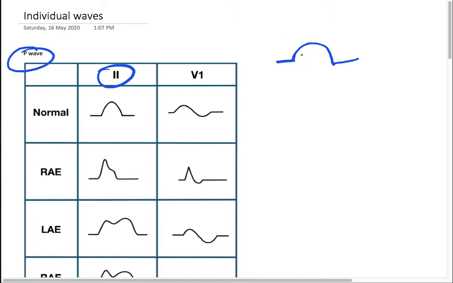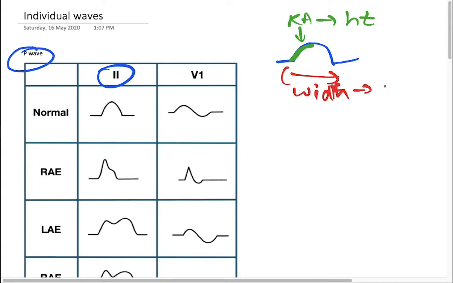The height of the P wave is represented by the right atrium. The width is represented by the left atrium. Suppose any pathology is there in the atria, say the right atrium is enlarged, then you will see a height difference. The height will be higher. If you have a taller P wave, we suspect right atrial enlargement, and we use a term called P pulmonale for this.